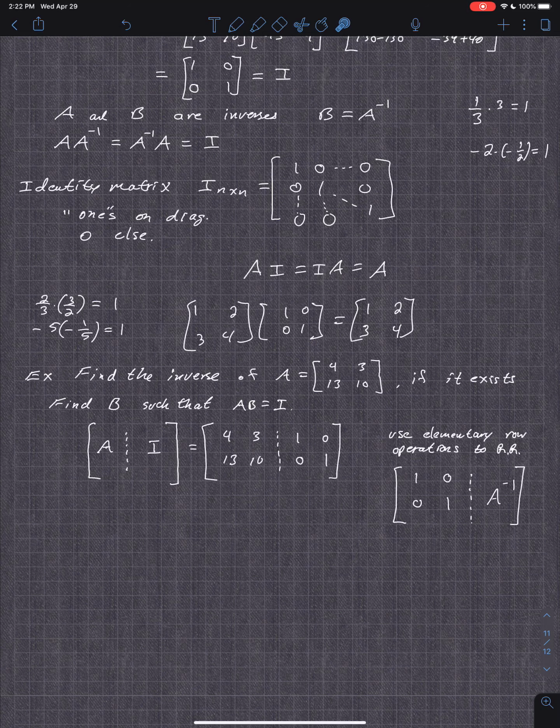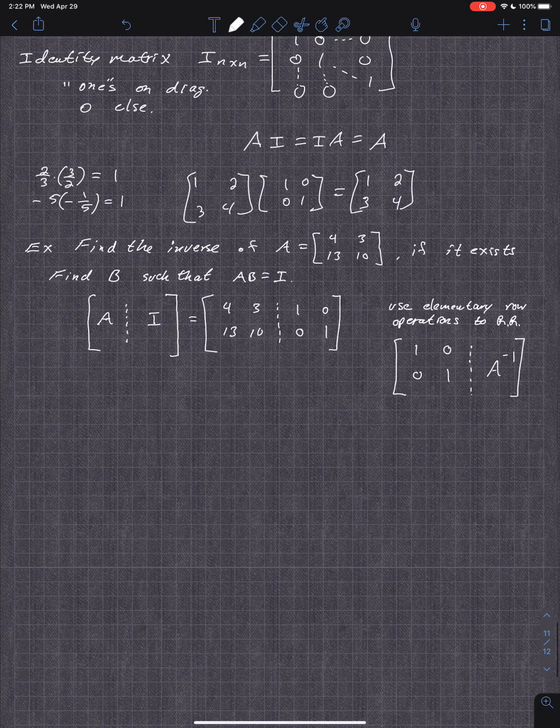Okay, so then next we want to get into finding matrices. So find the inverse of A if it exists. Okay, so actually kind of the punchline later is not all matrices have inverses. And that's kind of all linked together with solving equations and unique solutions. But we'll get to that later. Find B such that A times B is the identity matrix.